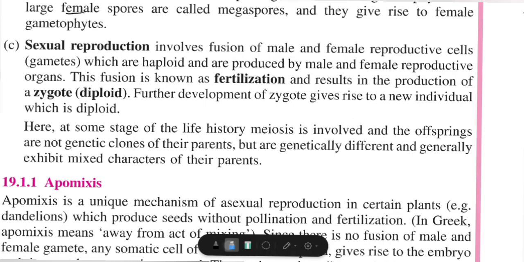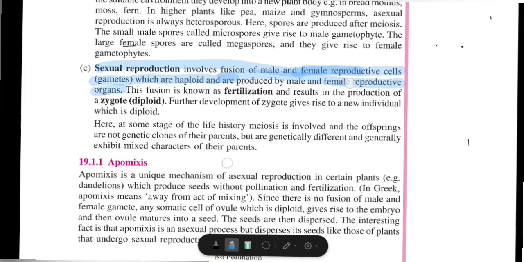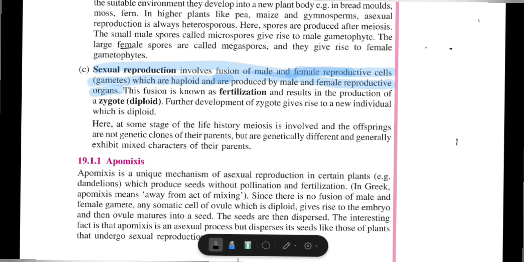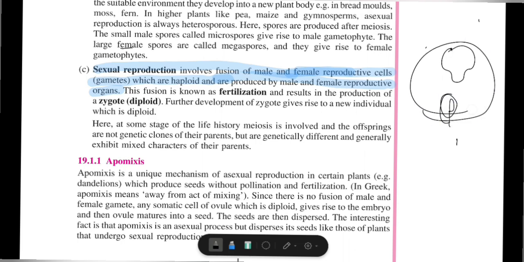Okay, sexual reproduction involves the fusion of male and female gametes, male and female reproductive cells, which are haploid and are produced by male and female reproductive organs. So what happened in sexual reproduction? It involves the fusion. Fusion means the attachment or the joining of a male gamete and a female gamete. This process, the fusion of male and female gamete, is known as fertilization.